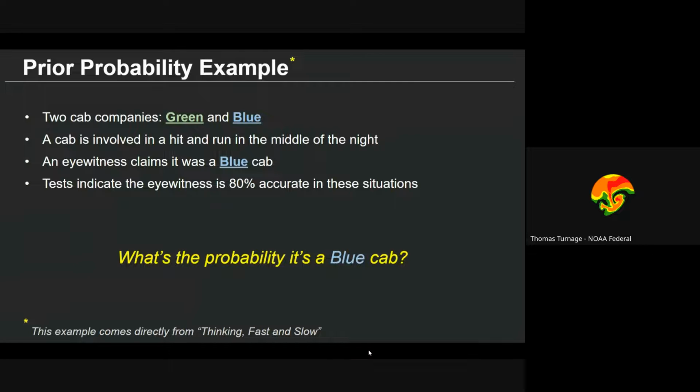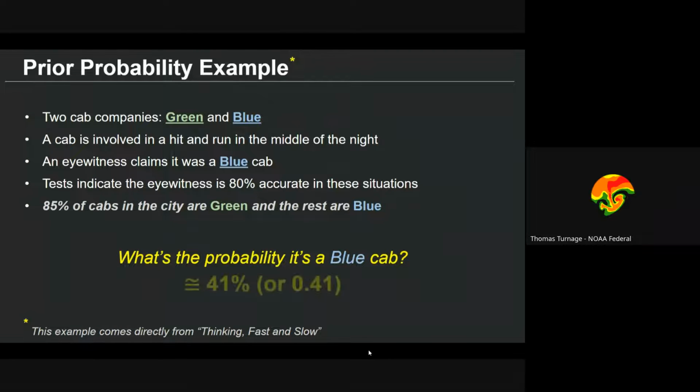But what if I now tell you that 85% of cabs in the city are green and the rest are blue? So think about that for a minute. You're forecasting, or you're saying something is happening that, with the background climatology, so to speak, blue cabs are not super common compared to green cabs. In fact, they're quite uncommon. So you're forecasting something that's uncommon with 80% accuracy. So how does that flesh out? Well, it turns out the answer is going to be around 41%. And so let's look at why that would be.